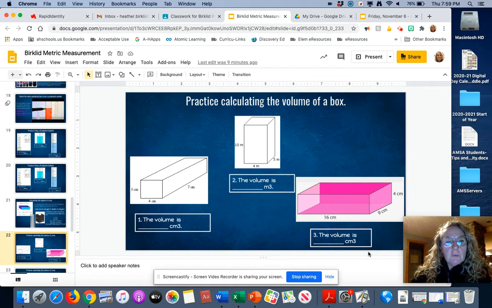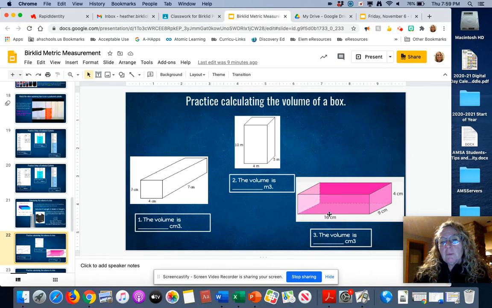You're going to take the length, which is, let's say, 4, times the width, which is 7, times the height. So length times width times height. So 3 times 4 is 12. 12 times 7 would be our answer, and we'll get that in a second. And then we've got, this one's easy. We've got 4 times 5 times 10. So 4 times 5 is 20. 20 times 10 is 200.